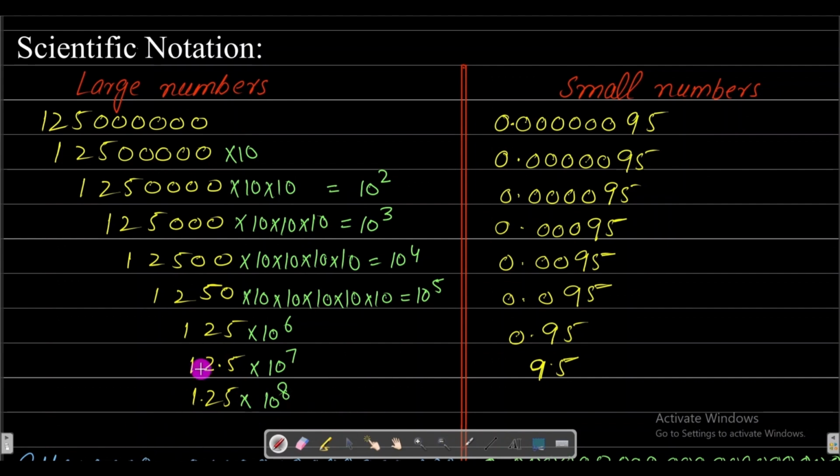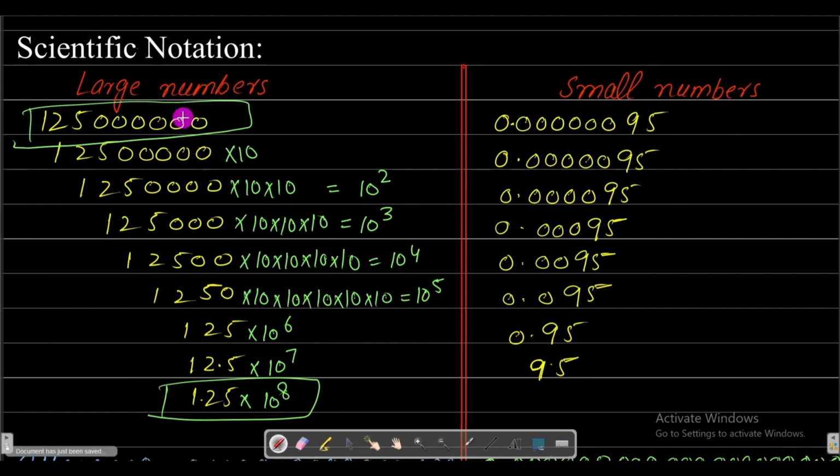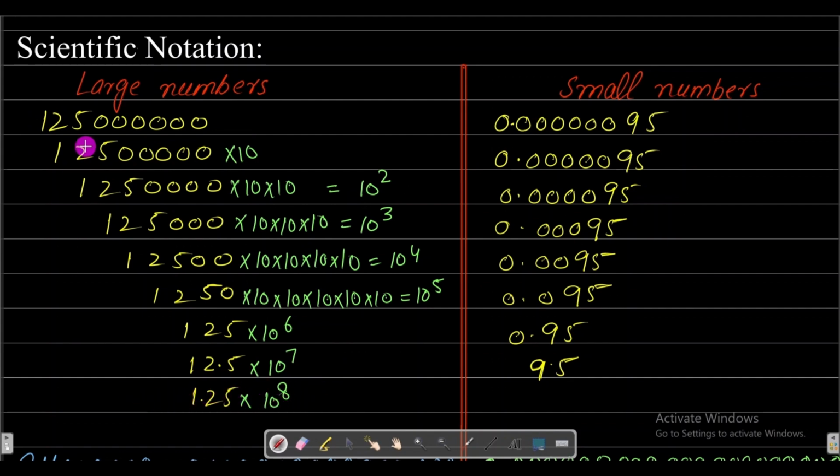Now this is the compact form of this number, and the magnitude of this number and this number is also the same. This process is called scientific notation. Scientific notation is the easy way of writing a large number in power of 10. So we write this large number in power of 10.